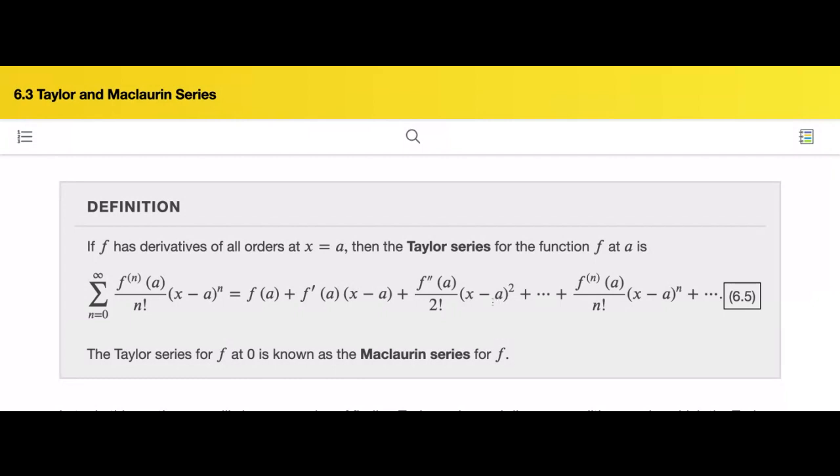So now there's no a in the formula, right? Just x. Does anyone have any questions?